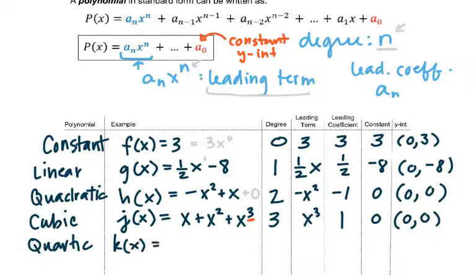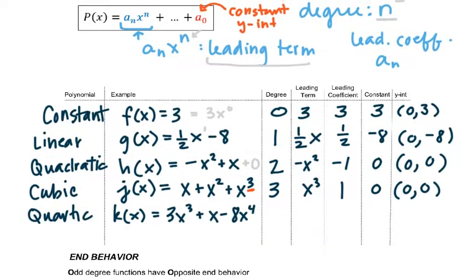So k of x, and k of x here maybe equals 3x cubed plus x minus 8x to the fourth. So writing that in descending order, that would be the same as negative 8x to the fourth plus 3x cubed.